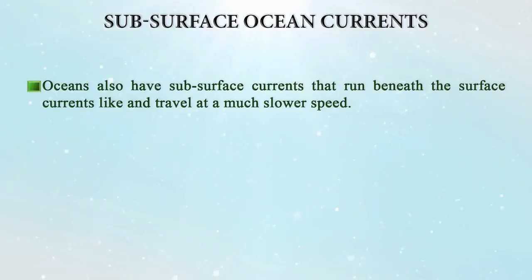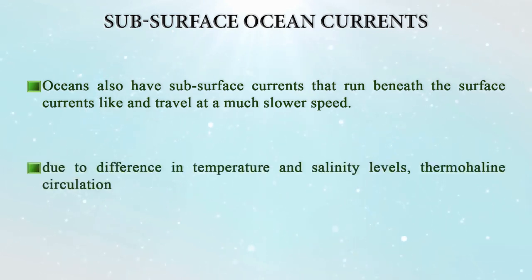Now let us come to the subsurface ocean currents also. Like oceans have subsurface currents that run beneath the surface and travel at a much slower speed, and this subsurface current is driven by temperature and salinity differences, and therefore this is called thermohaline circulation, because thermo is related to temperature and haline is related to the salinity conditions.